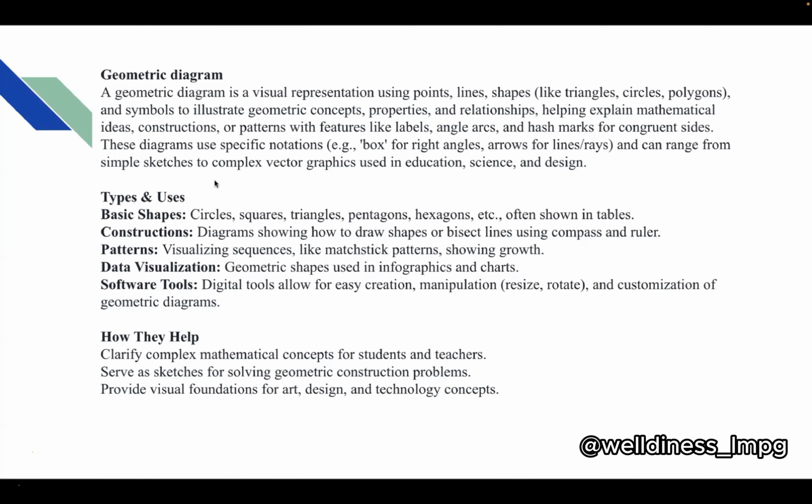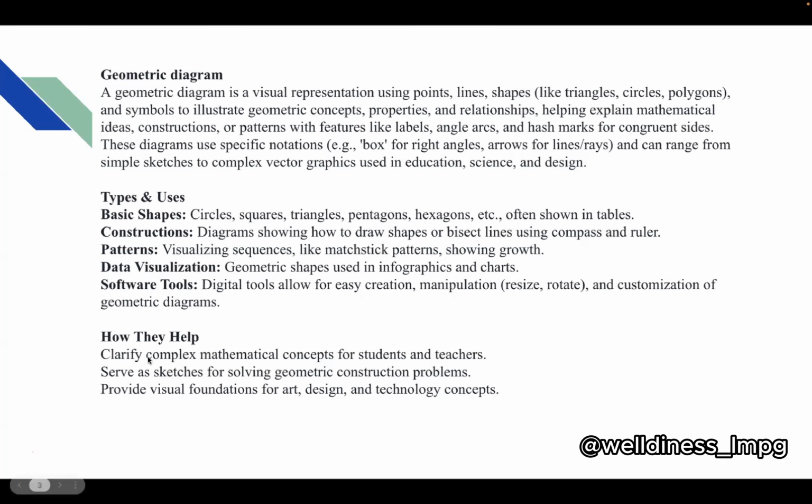So now, types and uses. Basic shapes: circles, squares, triangles, pentagons, hexagons, etc. are often shown in tables. Constructions: diagrams showing how to draw shapes or bisect lines using compass and ruler. Patterns: visualizing sequences like matchstick patterns showing growth. Data visualization: geometric shapes are used in infographics and charts. Software tools: digital tools allow for easy creation, manipulation where you resize or rotate, and customization of geometric diagrams.